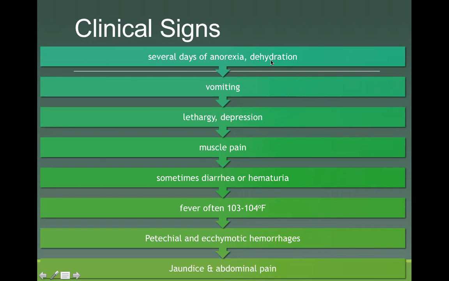So they're not eating, they're not drinking, they become dehydrated, they start vomiting, and then they become lethargic. They may start to get painful, all of a sudden maybe they look stiff, or they just look like they're limping. Can get some diarrhea, tend to have a fever, and they can start to get some petechiae. When it gets to its advanced stage, because this is going to affect the liver, it can cause liver inflammation, which gives the abdominal pain, and then jaundice.